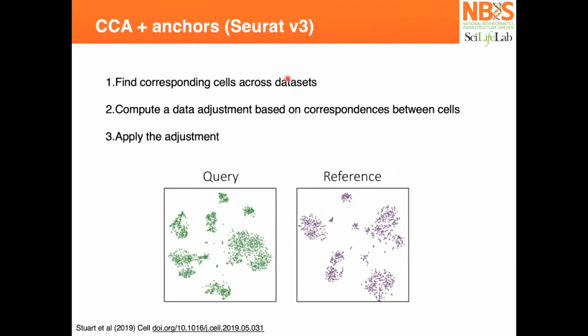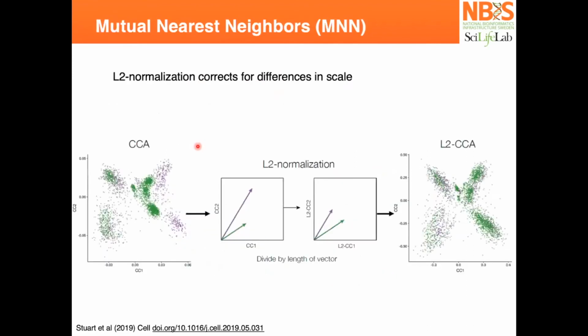And what you can do is then, exactly as the MNN, find the corresponding cell across the data sets, trying to find the mutual nearest neighbors, and Seurat uses actually MNN in the background. Then compute the data adjustment or calculate the vectors to correspond, adjust the data, and then apply the adjustment for the data set. And then this, in a way, is visualized. So we have CCA. In some cases, you will basically just align the data sets, but then you need just to do L2 transformation, which is an adjustment of the data set, so it corresponds to one another.